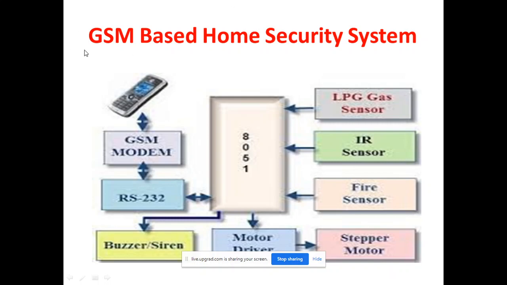For example, in this problem statement, a GSM based home security system, three sensors are shown here: an LPG gas sensor, an IR sensor, and a fire sensor. Suppose there is any LPG related problem, then the sensor will sense that and give input to the controller. Suppose anybody is in front of the door, the IR sensor will take the input and pass it to the controller.